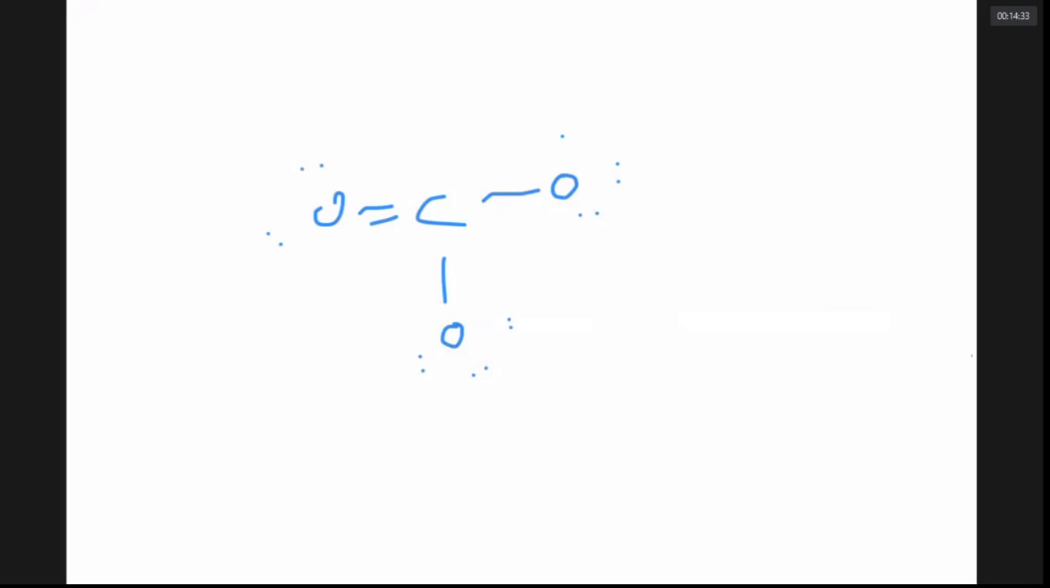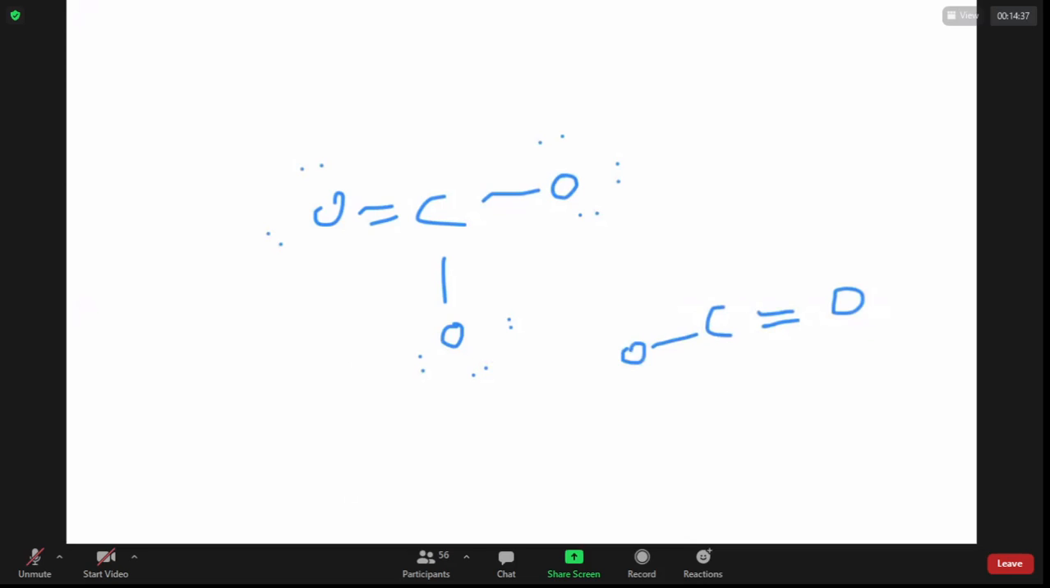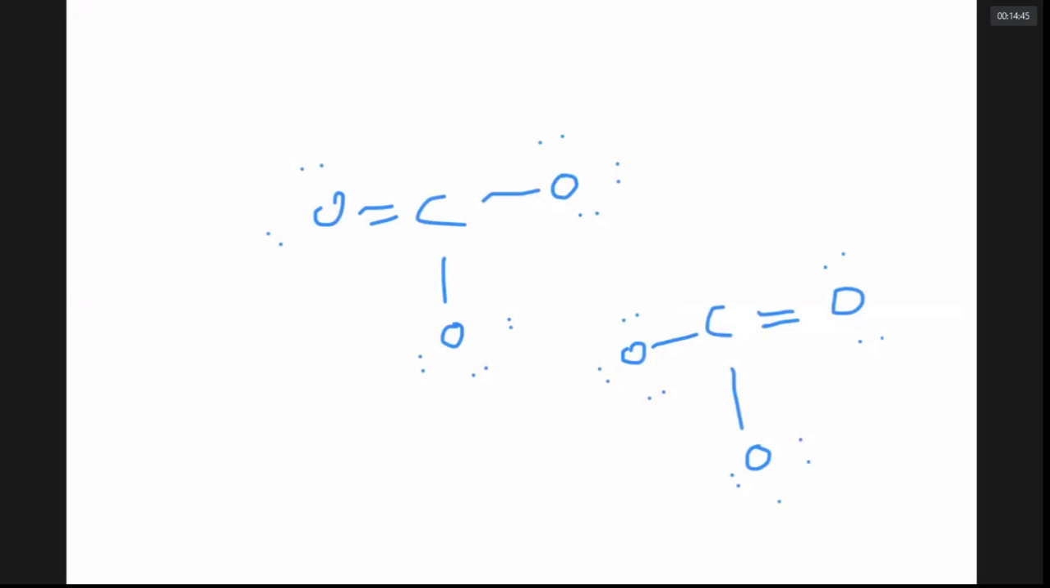But I can also write a double bond here. Double bond O, single bond O, single bond O. If I write like this, this will have 2 lone pairs. It will have 3 lone pairs. It will have 3 lone pairs. I can also write one more structure, double bond here.